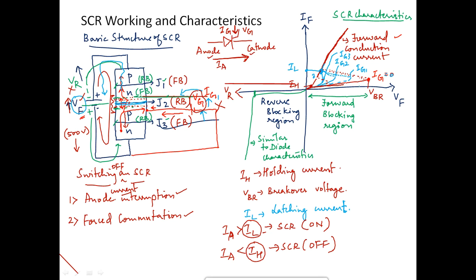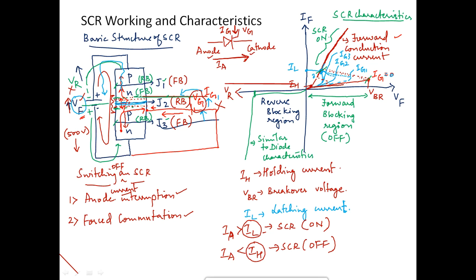Again, just to summarize, there are 2 to 3 important points. The first point is the forward blocking region, wherein there is absolutely no current. Please understand, here the SCR is off. So what about this stage? This stage is the sudden reduction in the overall voltage, because the junction J2 gets highly reverse biased, and it is after that, due to the breakdown, that there is a sudden surge in the forward conduction current. So it is in this stage that the SCR is on.